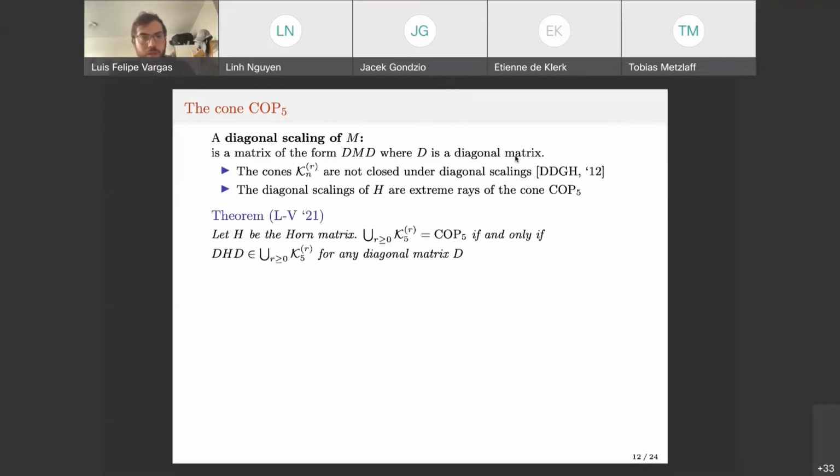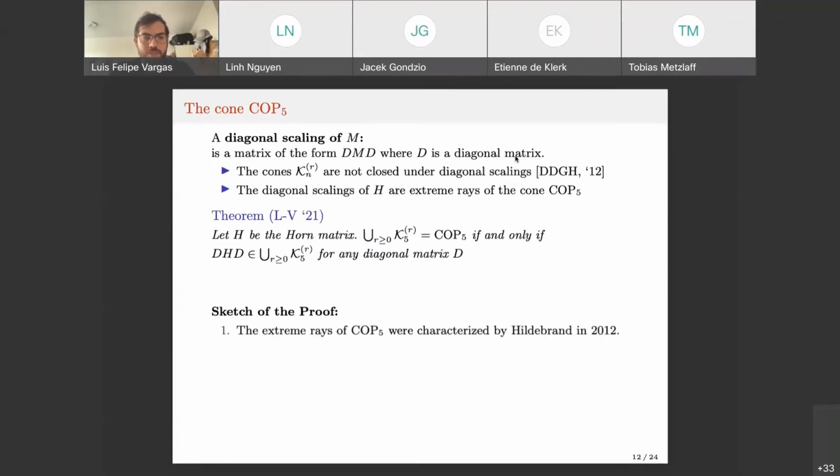Okay, and then we have the following theorem. If H is the Horn matrix, then the union of the K_5^r is equal to the copositive cone of size 5, so we have exactness, if and only if the diagonal scalings of the Horn matrix belong to the union of the cones K_5^r. So in other words, it's sufficient to look at the diagonal scalings of the Horn matrix.